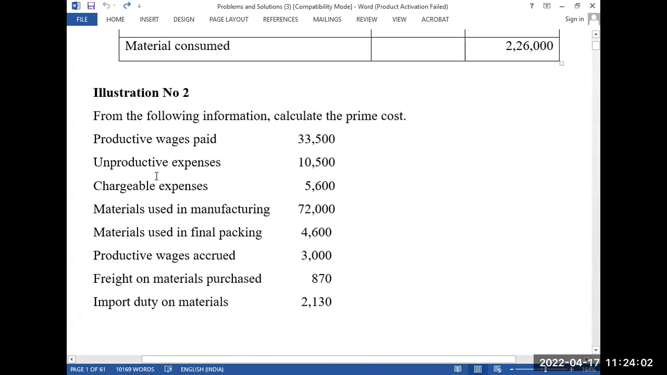From the following information, calculate the prime cost. First of all, what is prime cost? How do you calculate prime cost? Prime cost is equal to direct material plus direct labor plus direct expense. The aggregate of these three is called prime cost. From the given data, please try to find out the prime cost.